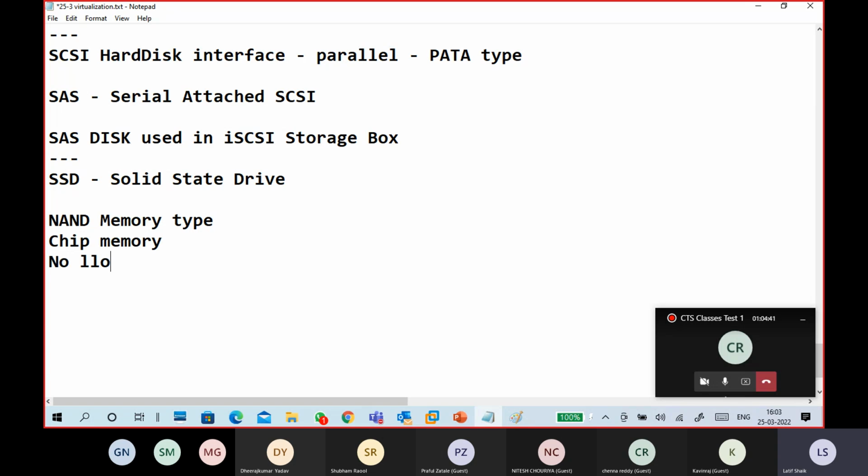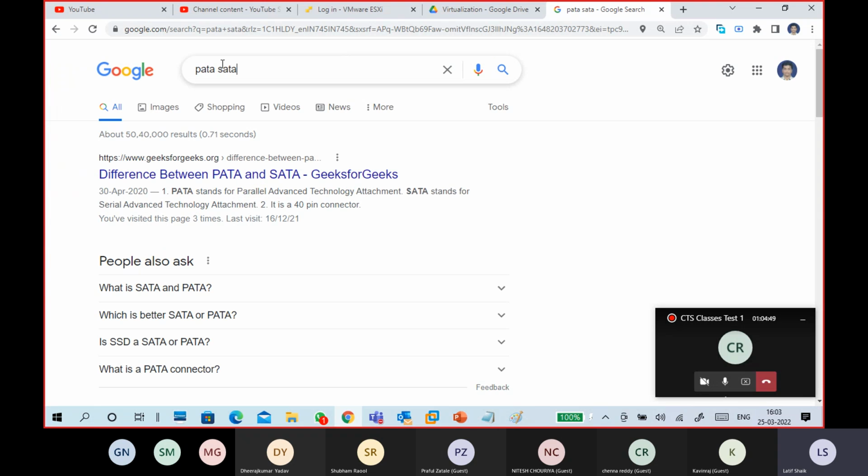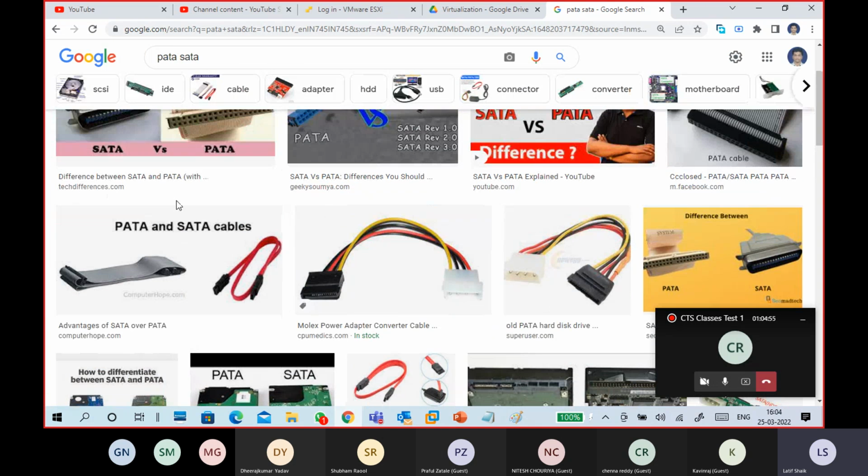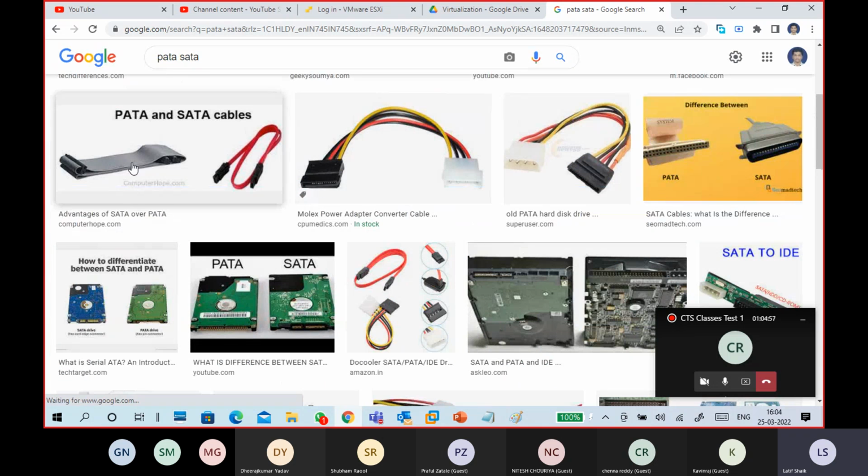This is what one guy asked me last time: sir, what is no loose parts? That's what I'm telling. When you go to hard disk images, this is the SATA cable. The red one is the SATA cable.